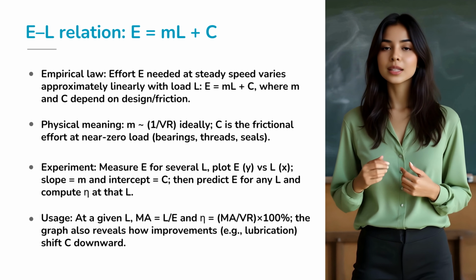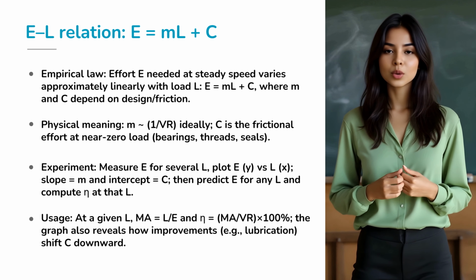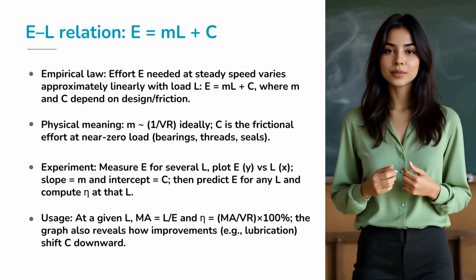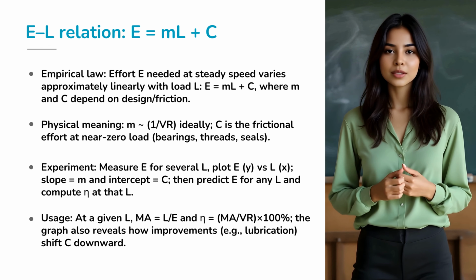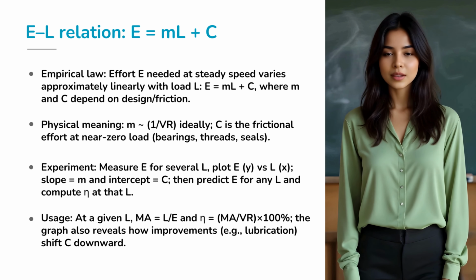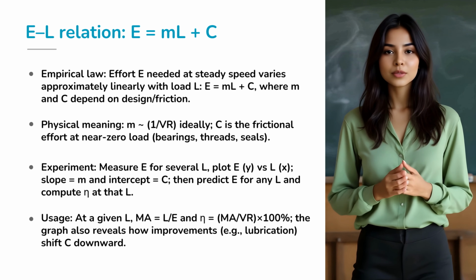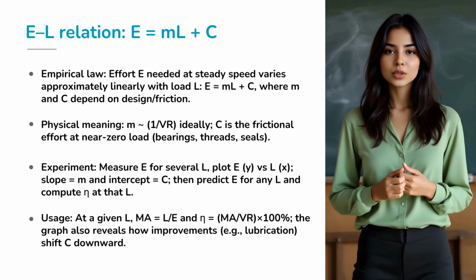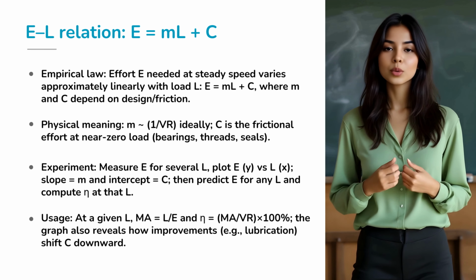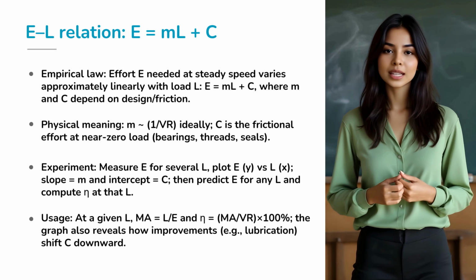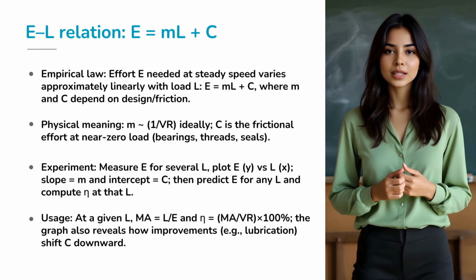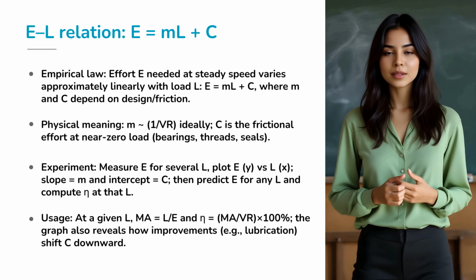The slope m tells how fast the effort rises with load. In a low friction system, m is close to 1 by VR. The intercept C is the effort you need to overcome friction even when the load is tiny: bearings, threads, seals. From any point on the line, compute MA equals L by E and then eta equals MA over VR times 100%. As you can see on the graph, reading off slope m and intercept C makes prediction easy.